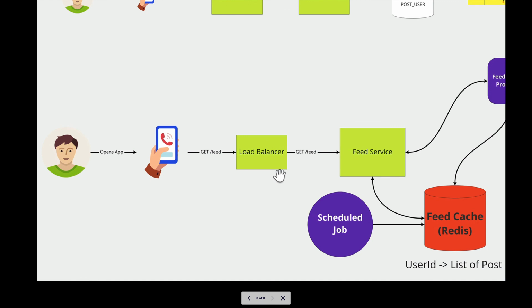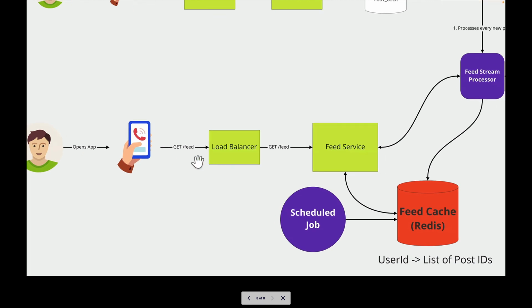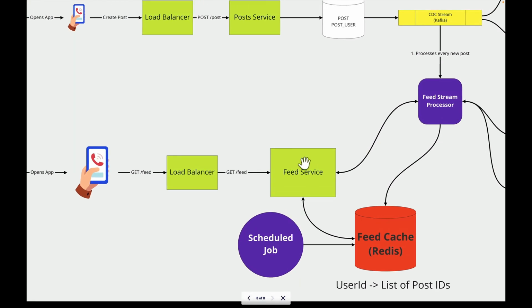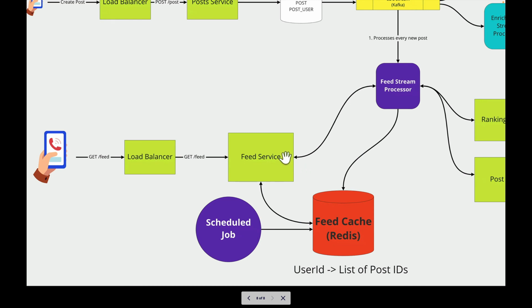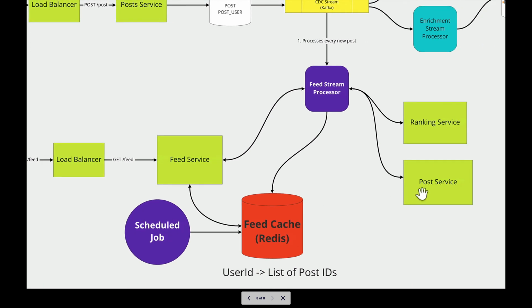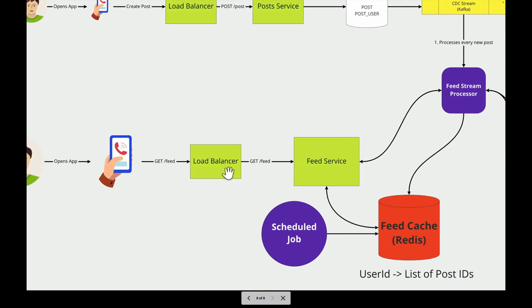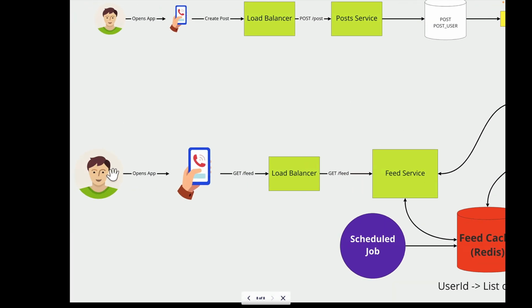Now, for the second bit, whenever a user opens the app to consume the posts in their feed, we're going to make a GET request to the feed service. All the feed service is going to do is talk to the feed cache and get a bunch of post IDs. It's going to talk to the post service to get the details about all the posts, and then send all the posts back to the client.